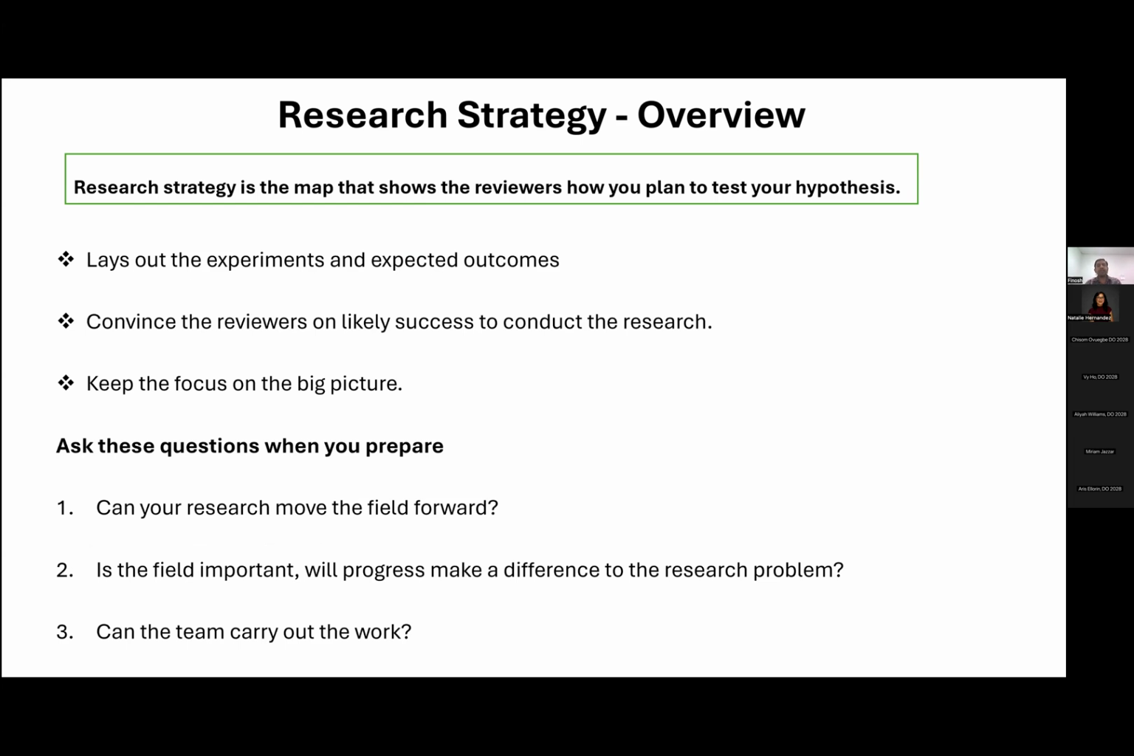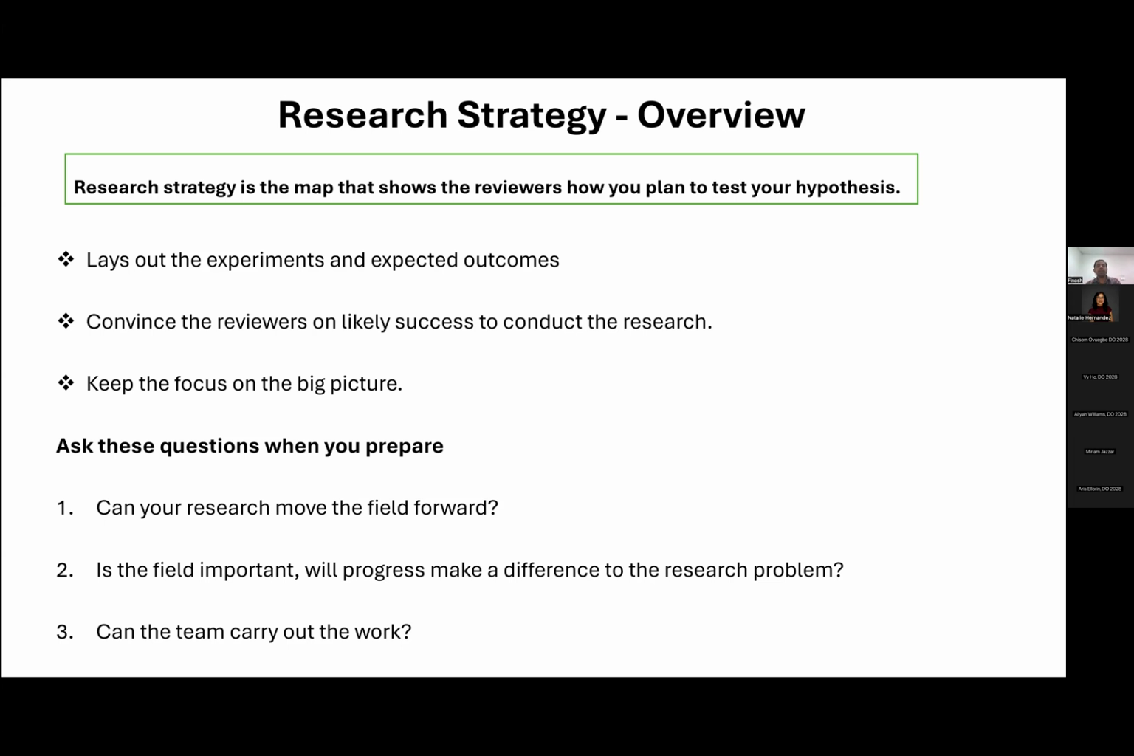In order to define research strategy, I would say research strategy is the map that shows the reviewers how you plan or how you organize the entire research to test your hypothesis and attain your objectives. This is a roadmap, and as I repeatedly emphasized during our last session, always keep this in mind: the reviewers are going to be the primary people who are dealing with this application. So always think from a reviewer's perspective when you write your research strategy and other sections.